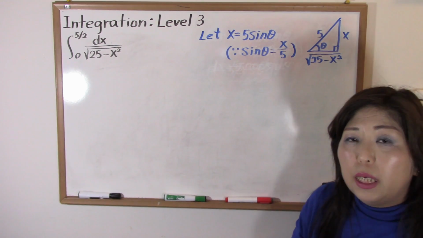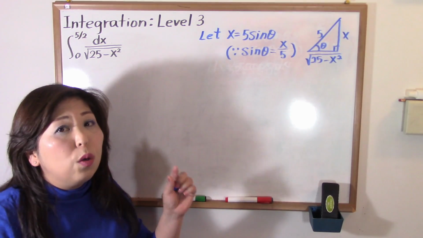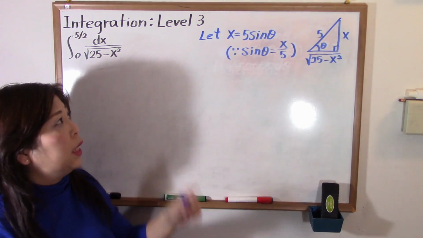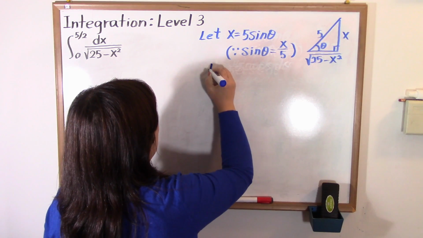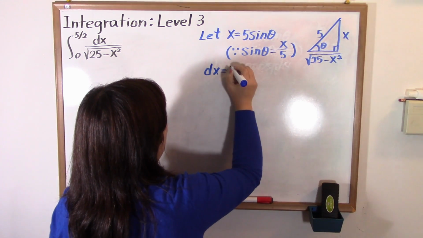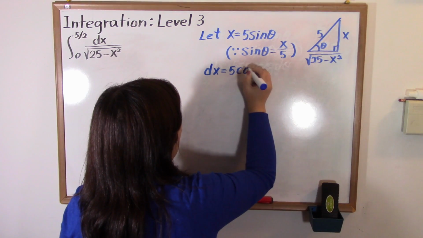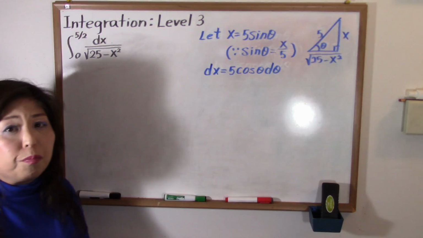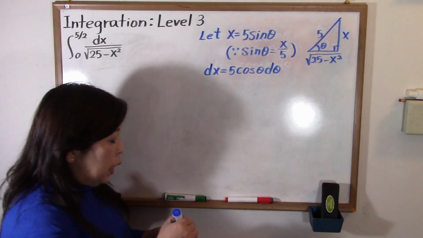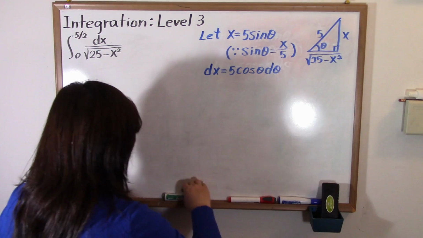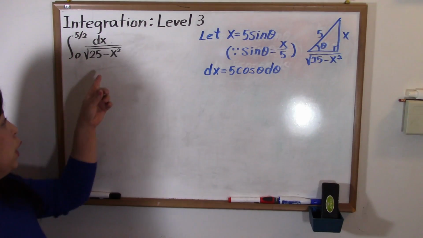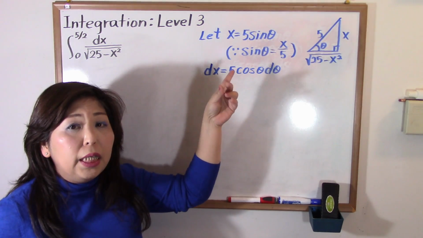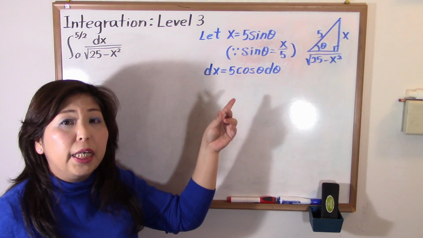And that's the point. And next step, we are going to differentiate this equation, x equals 5 sine theta. So let's do it: dx is equal to 5 cosine theta d theta. Okay? So, now we are going to replace x and dx with 5 sine theta and 5 cosine theta d theta.